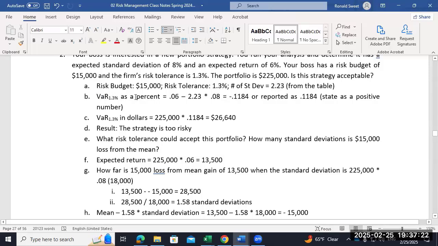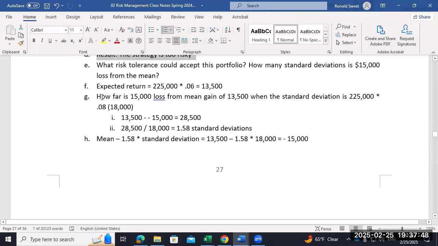So our VAR of 1.3% equals our mean 6% minus the 2.23 standard deviations times the standard deviation. That's 11.84, but again, we always just state it in absolute terms. So in dollars, it's going to be our portfolio, 225,000 times 11.84%, which is 26,000. Our budget was 15,000. So it's too risky. Then I asked what risk tolerance could accept this portfolio. How many standard deviations is 15,000 from the mean?